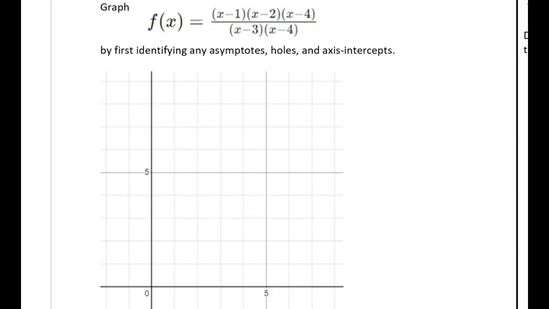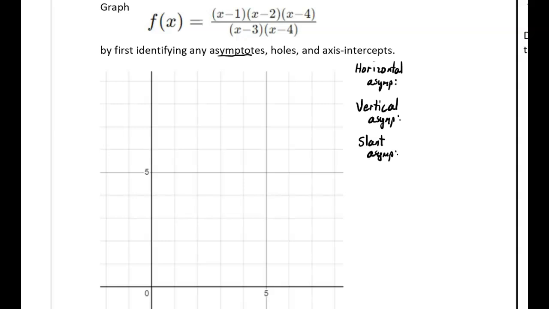Now to draw the picture of this, we need to identify some key features. One of the features we're asked to identify is asymptotes. There are 3 kinds of asymptotes. One is horizontal asymptotes. Another is vertical asymptotes. And another is slant asymptotes. Not all rational functions have all of these kinds of asymptotes.